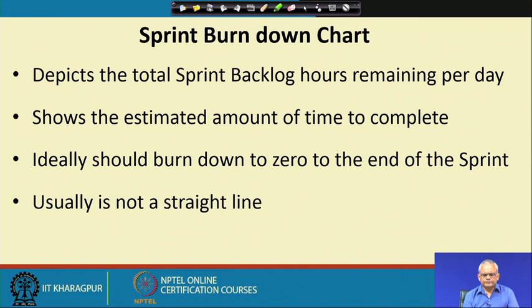It captures how much progress has been achieved in the current sprint, or more accurately, how many hours are remaining for the sprint to complete. As you will see in the diagram, the chart shows the estimated amount of time to complete, and at the end of the sprint the number of hours remaining will burn down to 0. It's typically not a straight line, because sometimes the work progresses very fast, sometimes there are obstacles, not much progress is done over some days, and so on.